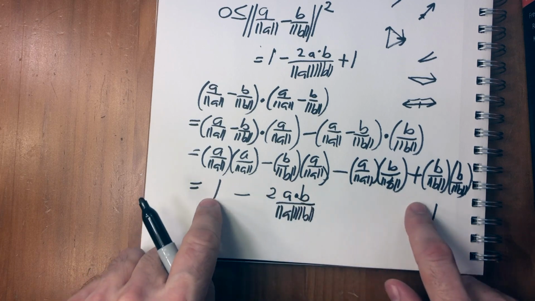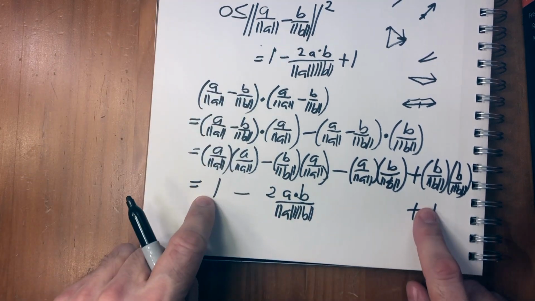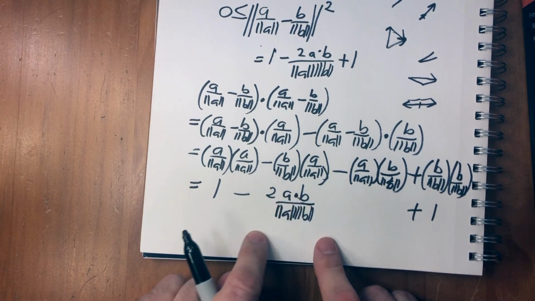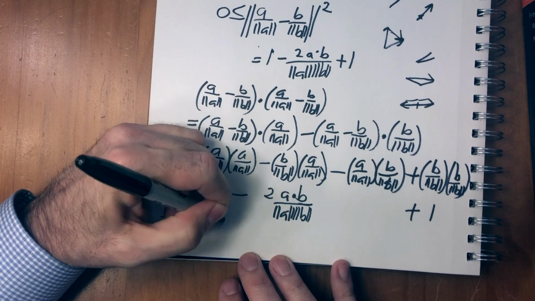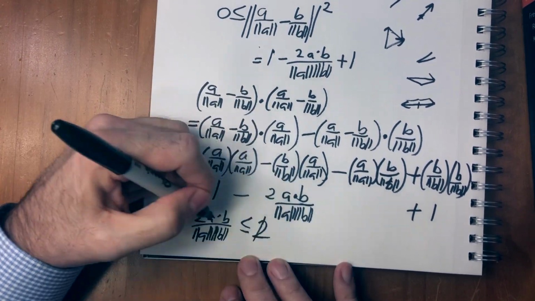So if we take this now and just simplify it, we have that 0 is less than or equal to this thing. So this is just 2 minus 2 a dot b over norm a times norm b. Let's move this to the other side, and we have that 2 a dot b over norm a norm b is less than or equal to 2. Cancel those.